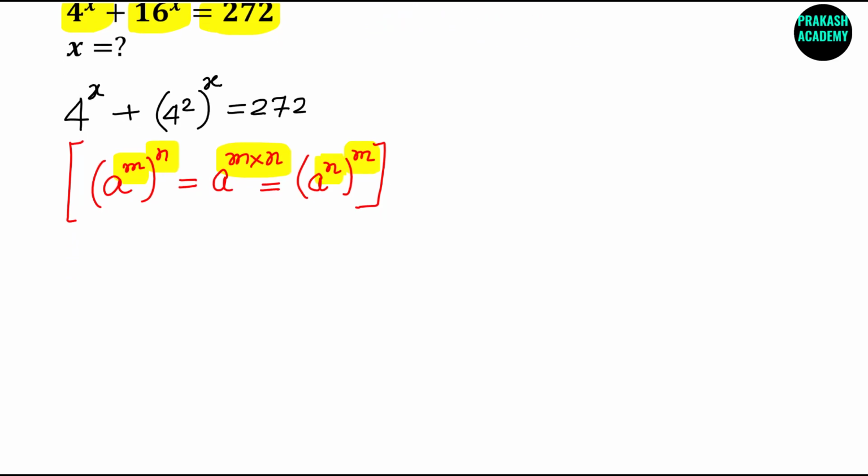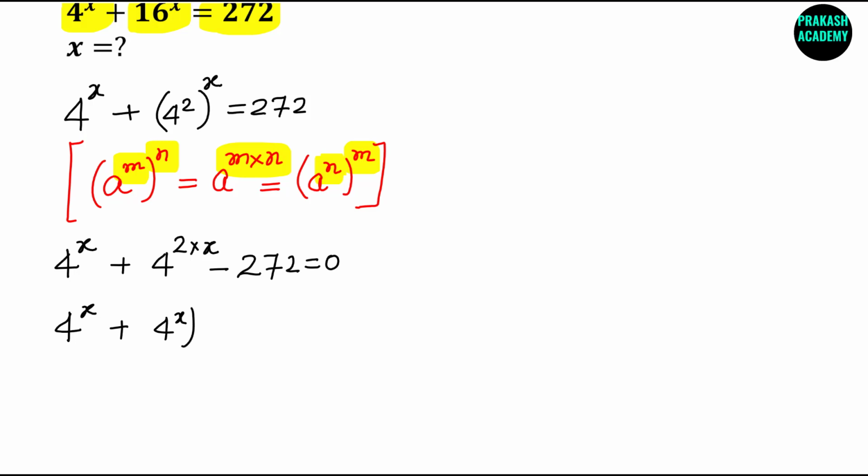So if I use this, I can write 4 raised to the power x as it is, plus this will become 4 raised to the power 2 multiplied by x. And let us take 272 to this side, so minus 272 is equal to 0. Now in the next step I can say 4 raised to the power x plus 4 raised to the power x, all raised to the power 2, because I am using this part of the rule, minus 272 is equal to 0.